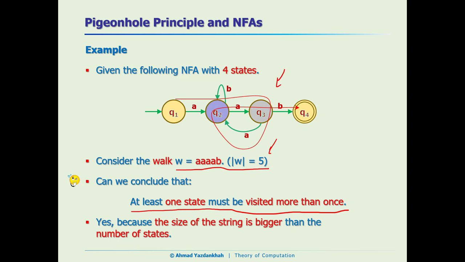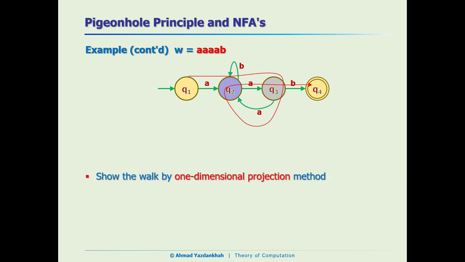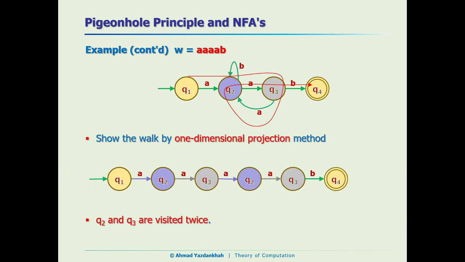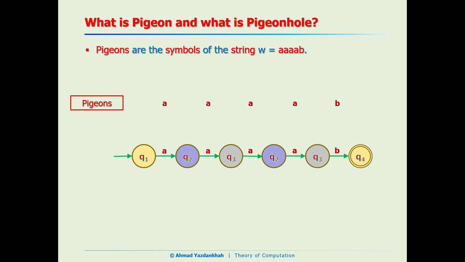Since the string is bigger than the number of the states, at least one state should be visited more than once. All right, I would like to show this fact by one-dimensional projection. As you see, Q2 was visited more than once, and Q3 was visited more than once. But for some reasons that I will explain shortly, the first state that is visited more than once is our desired one. Okay, so if this is the case, now the question is, what is the pigeon here and what is the pigeonhole here? Definitely pigeons are the symbols of our string.